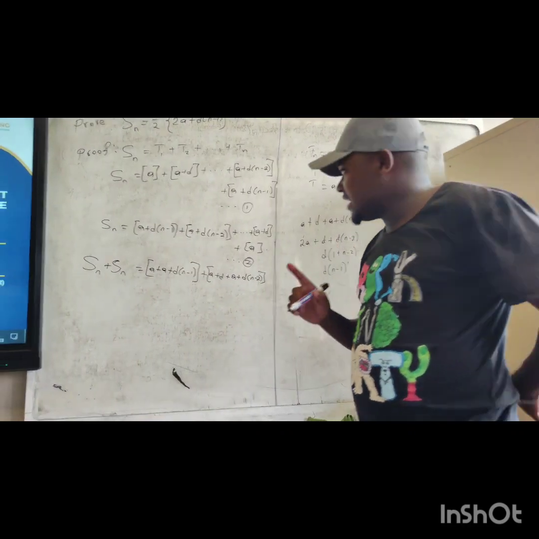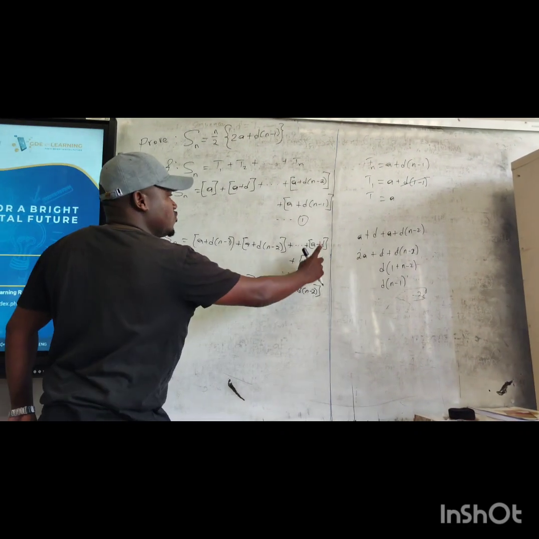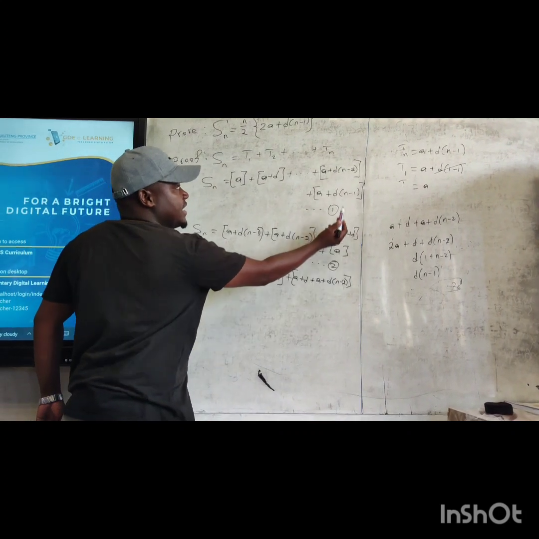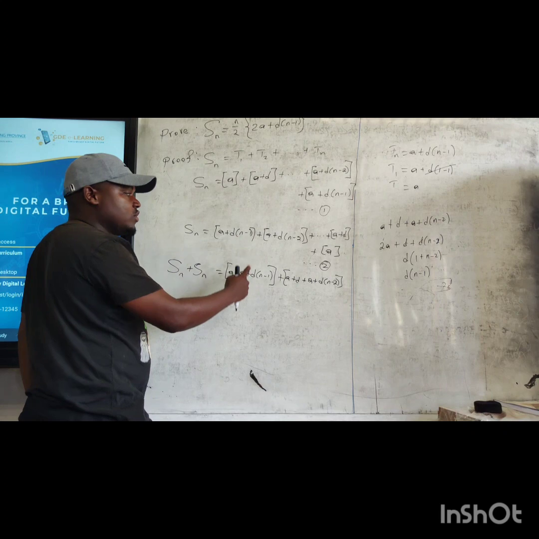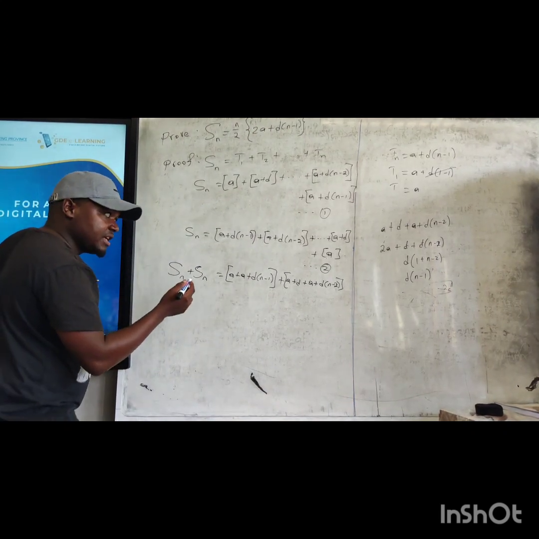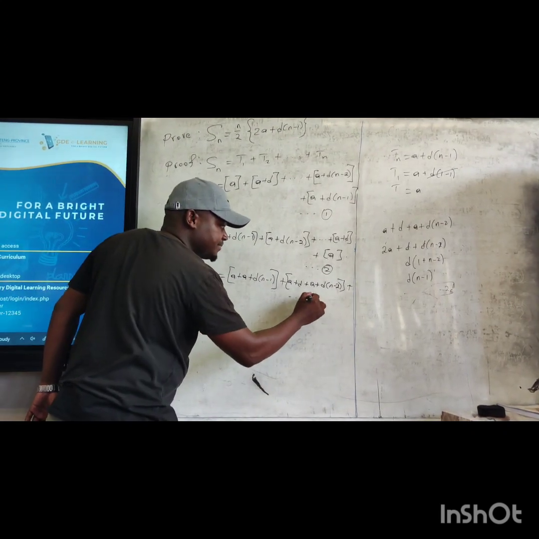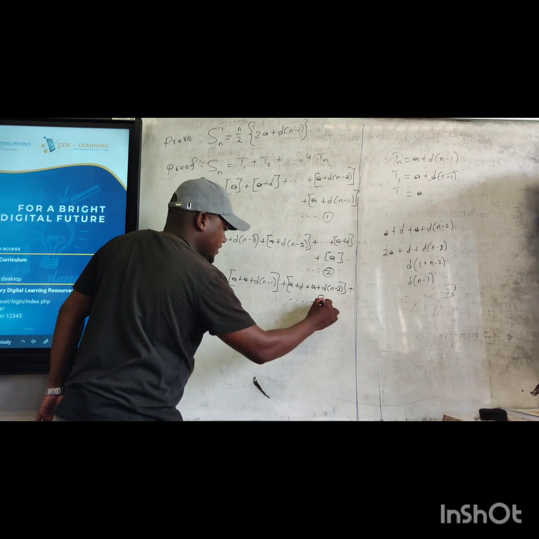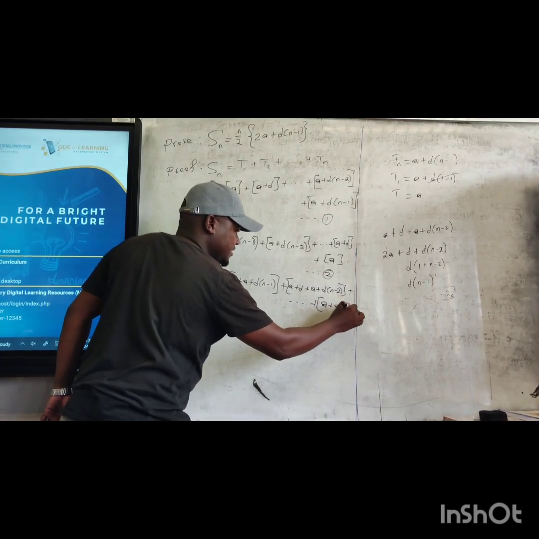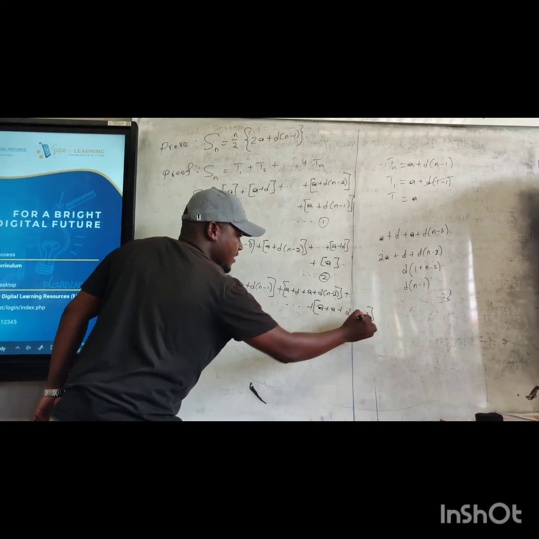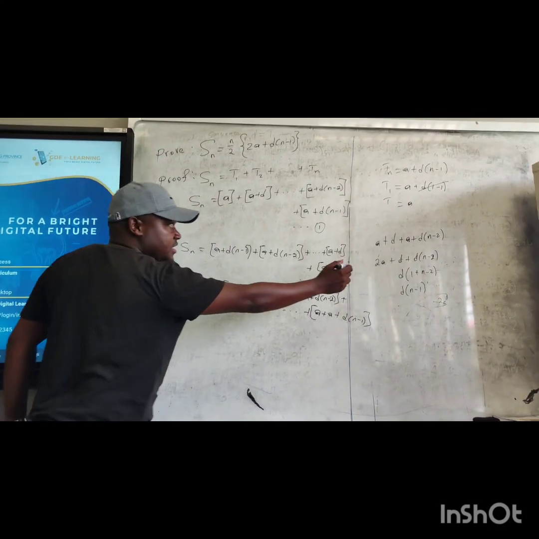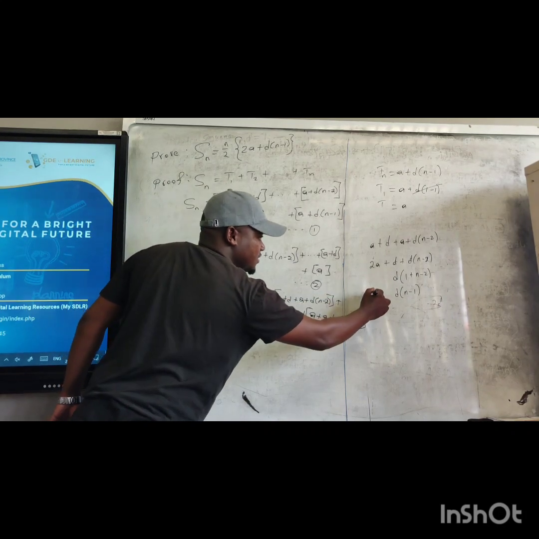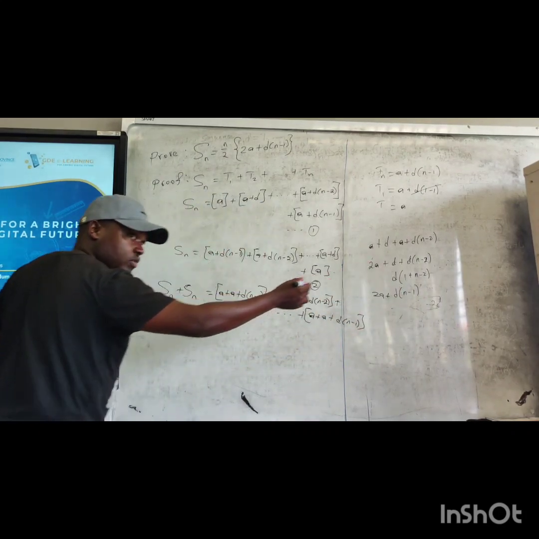So at the end of the day, when I do the last ones, you see this one and the last one is the same scenario as this one and the first one. So it is going to repeat the same thing until it is as follows. Until it is A plus D into n minus 1. Remember when I added this, it became what? It became this: 2A plus D into n minus 1.